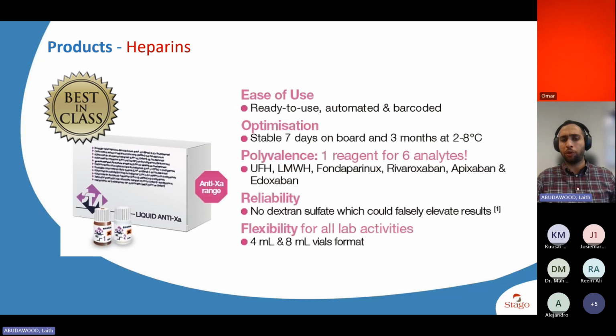And finally, a small point, we have two formats of this kit. One that comes with 4 ml vials, another that comes in 8 ml vials if the lab has a really high workload.